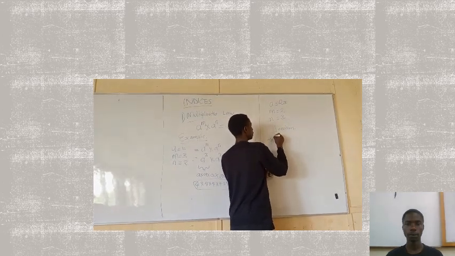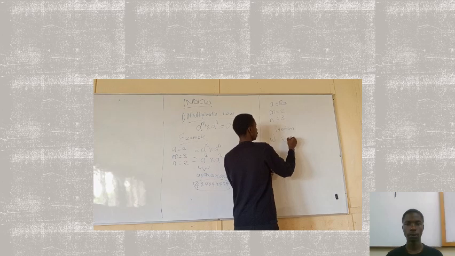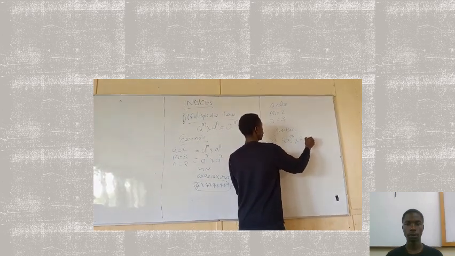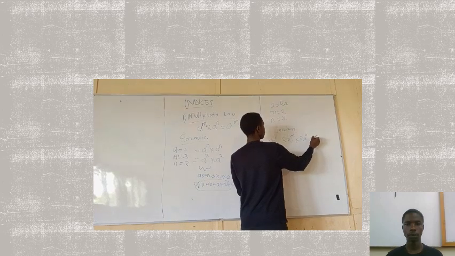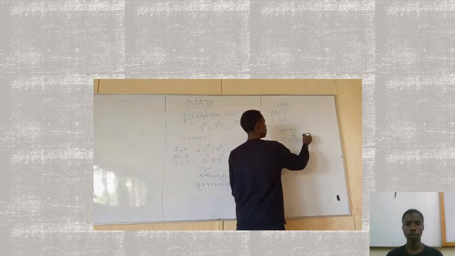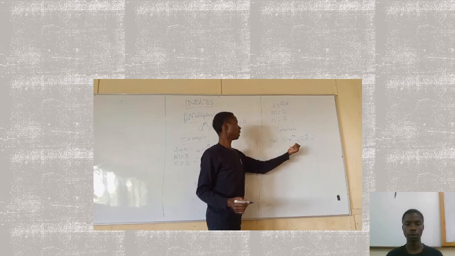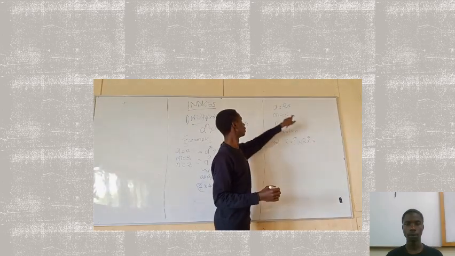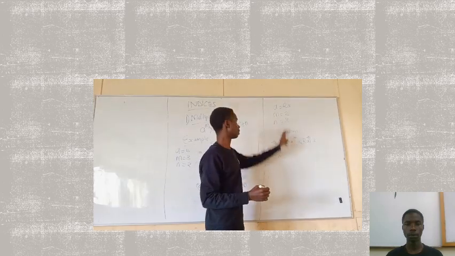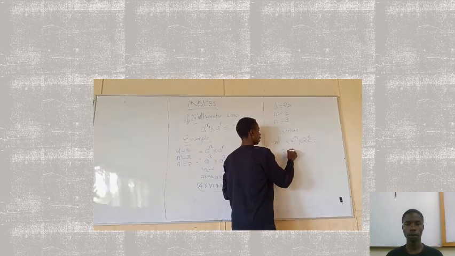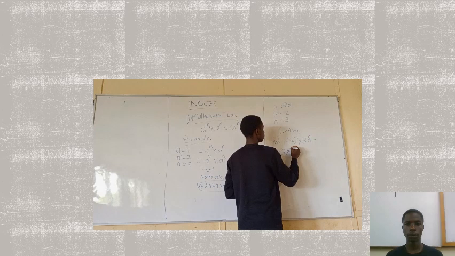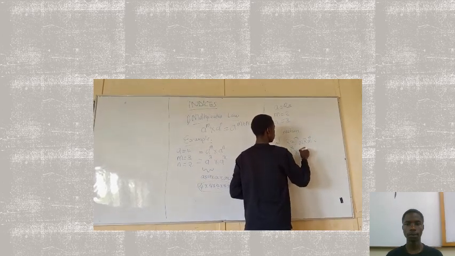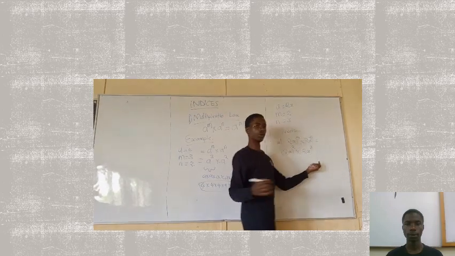Find 2x power n times 2x power n. How can we do this? Using this expression, we replace m and n with the values we have. 2x power 2, you multiply by 2x power 3. What do we have here?